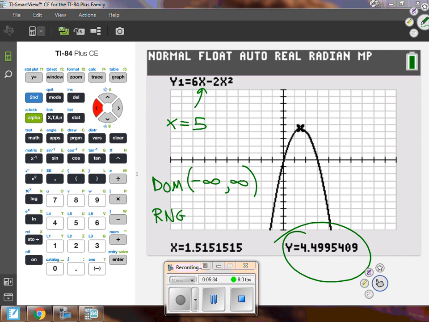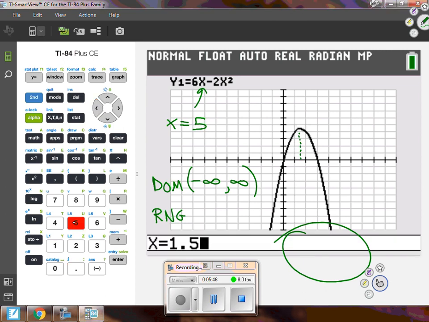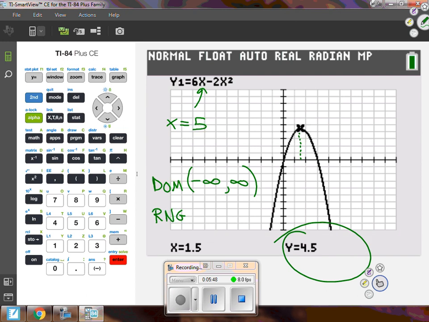Okay, we could plug in an x value. What do you think that x value might be? Let's try it. 1.5, enter. Ooh, now we're not 4.5-ish. We're at what? 4.5 no-ish, right? Just 4.5.